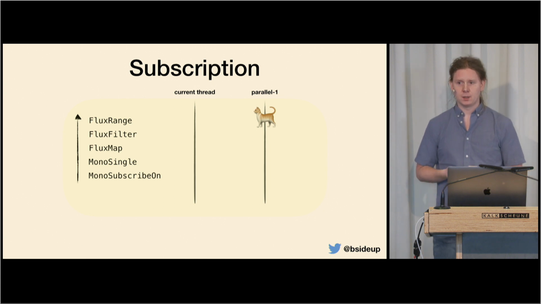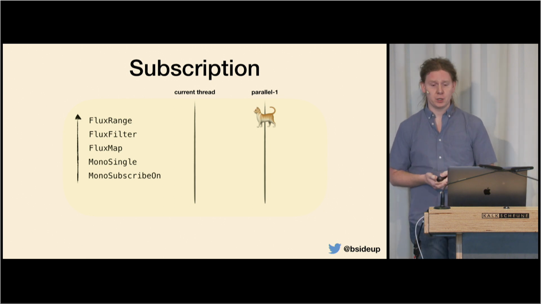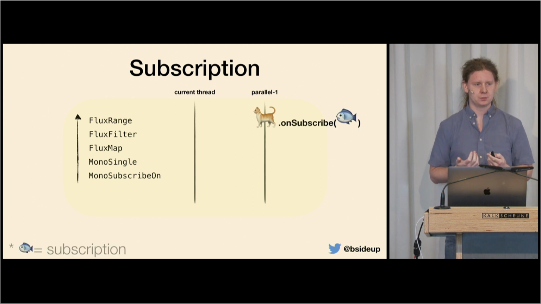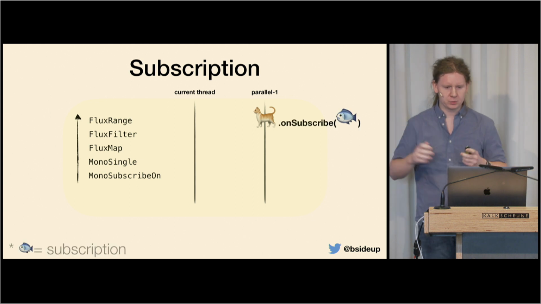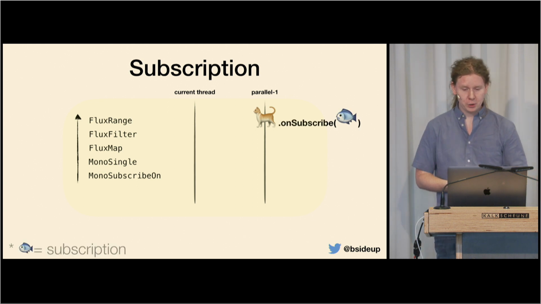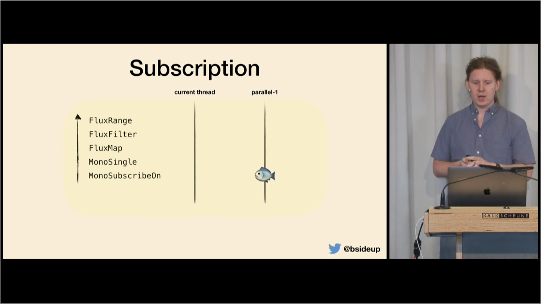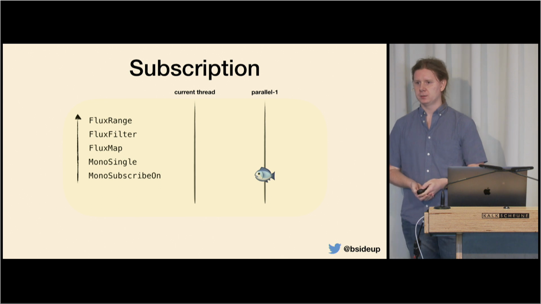Now happens the next stage or substage when our publisher gives us the subscription. And the same situation with subscription, so it would be fishy. So this fish goes down. And as you can see, everything happens in the parallel thread.